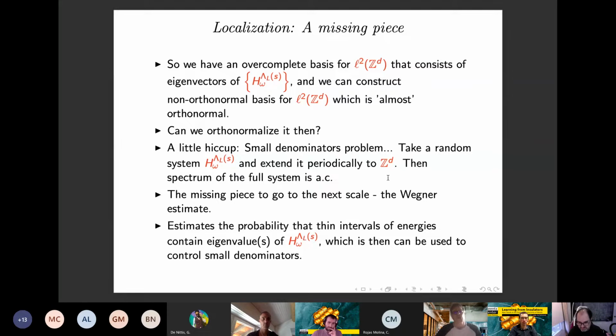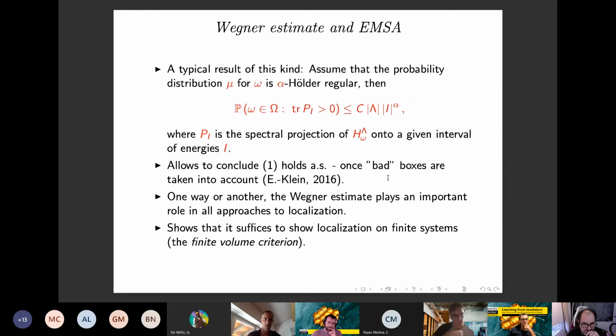So the idea is to control these resonances, the energies which are very close to each other. The tool that I'm going to use is called the Wegner estimate. Interestingly, Wegner, of course, was a physicist, and I don't think he realized that his estimate can be used that way.